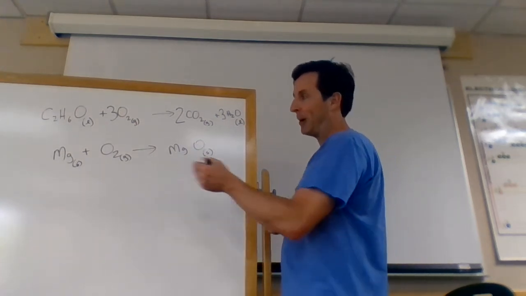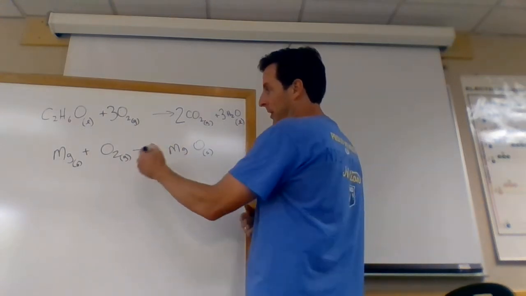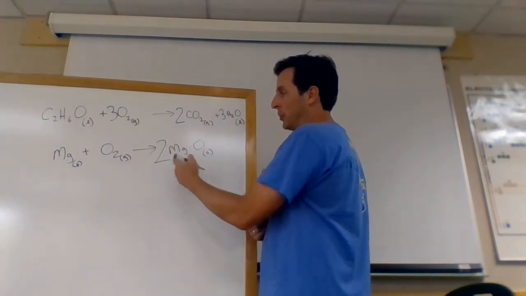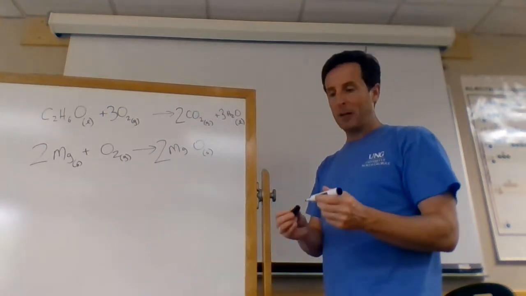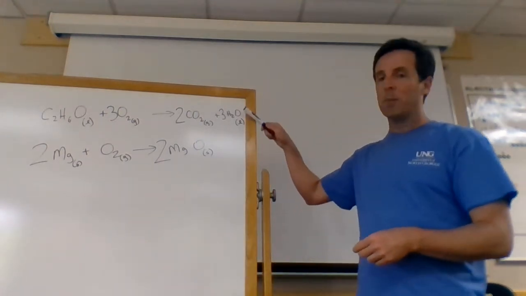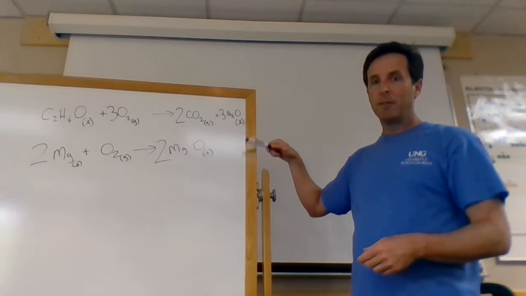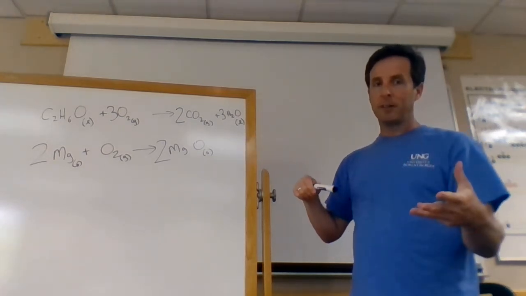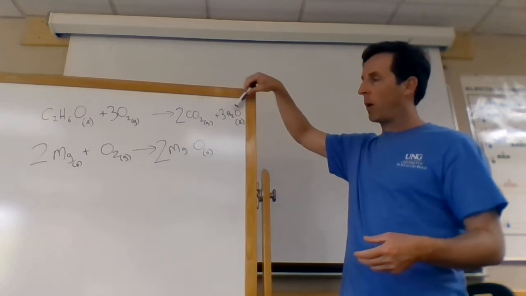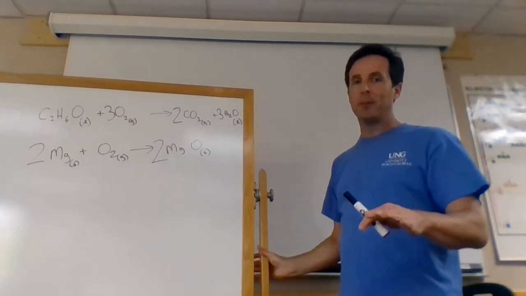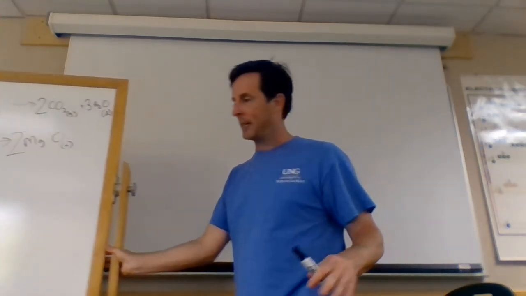Finally, I have to balance the equation. 2 oxygens there, so I put a 2 here. 2 magnesiums here, so I put a 2 there. And that is a balanced equation. These are both combustion reactions, although they look different. Like I said, many combustion reactions form CO2 and water, but don't get trapped by thinking that it's always going to be the exact same.